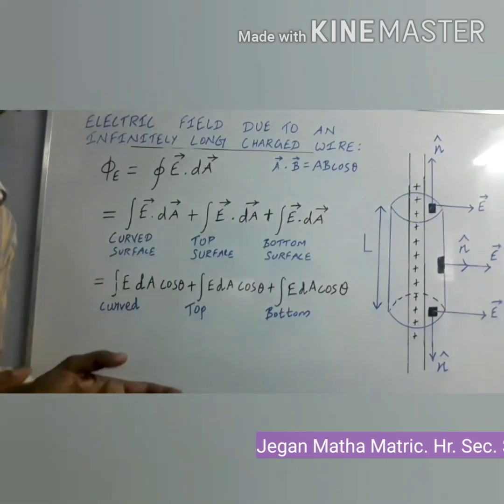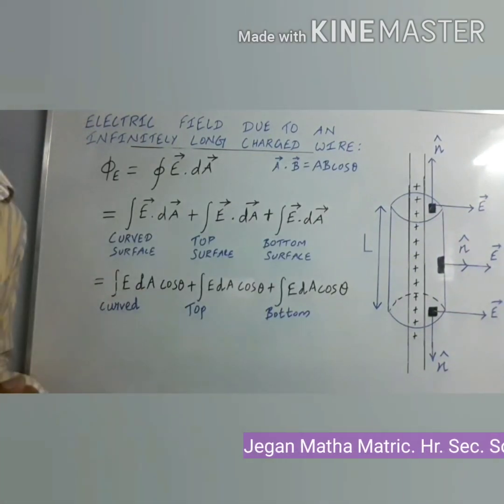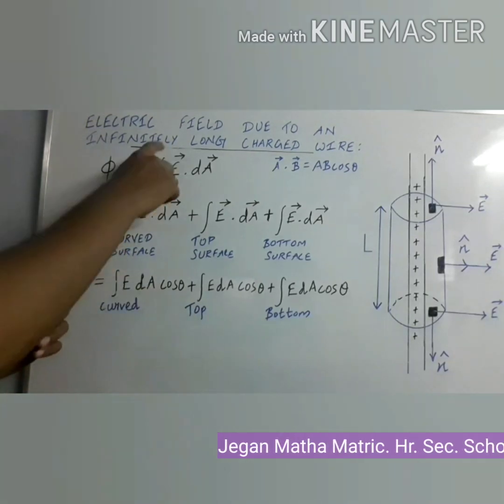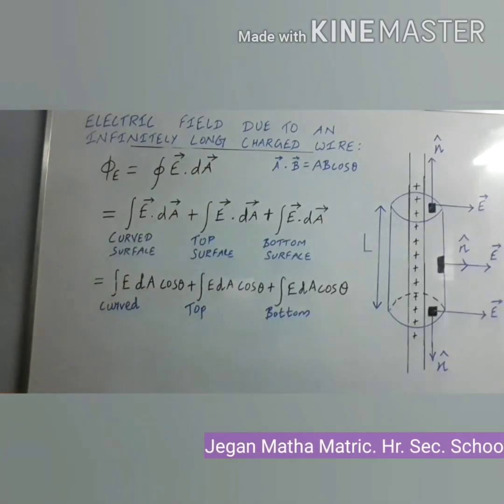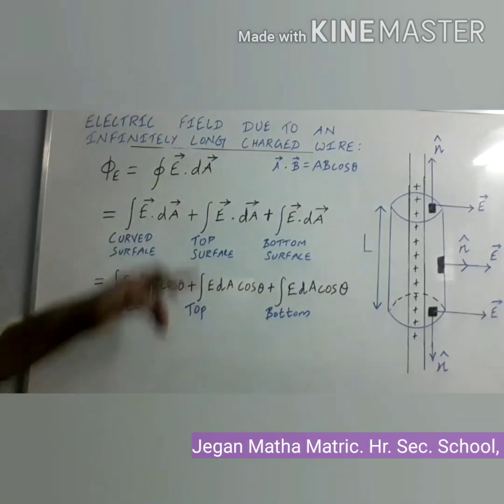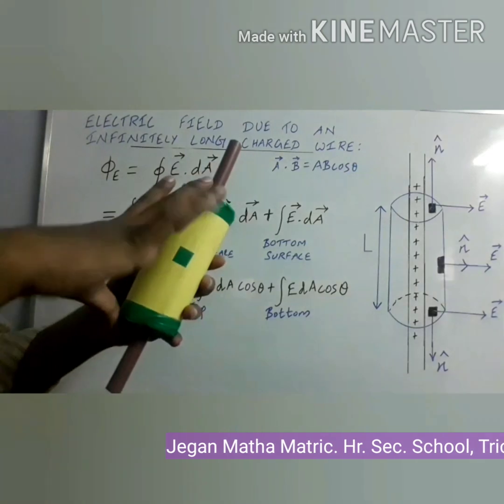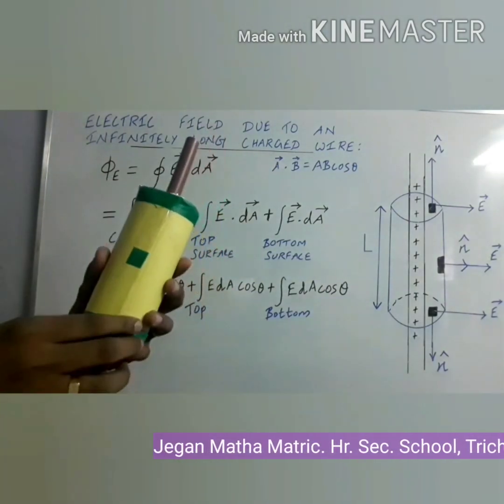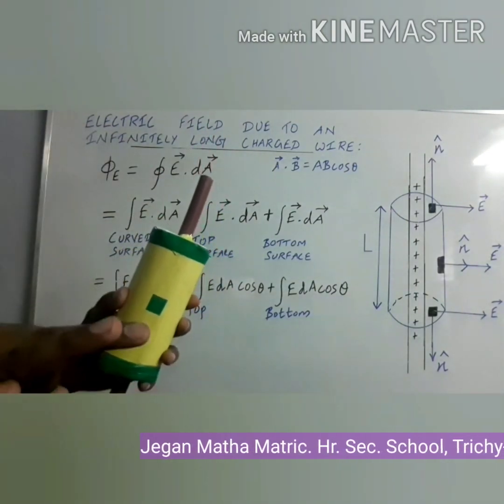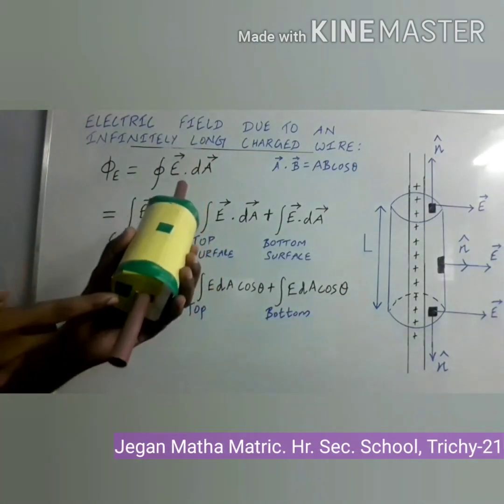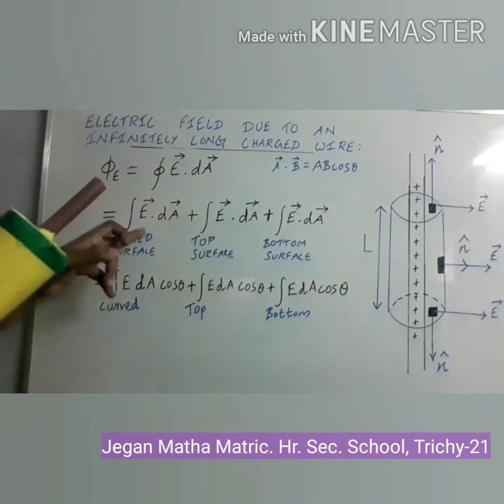We know that already electric flux is the number of electric field lines passing through a particular area. What is the expression for the electric flux? Phi E is equal to the closed integral of E dot dA. Here the closed integral is used because you are going to find the electric flux in this closed surface only. Since it has three surfaces, top, curved, and bottom, it can be divided into three parts.